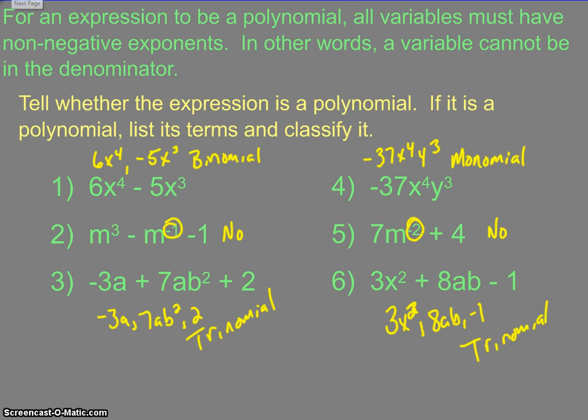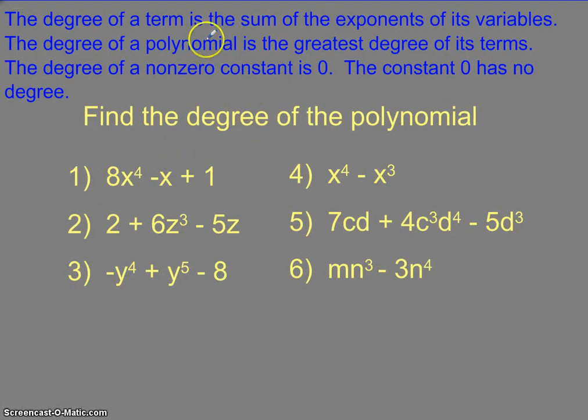Next section. The degree of a term is the sum of the exponents of its variables. So when we're talking about degrees here, we're not talking about a measurement of an angle. The degree of the term is defined differently. It's just the sum of the exponents of its variables. The degree of a polynomial is the greatest degree of its terms. Any degree of a non-zero constant is 0. The constant 0 has no degree.